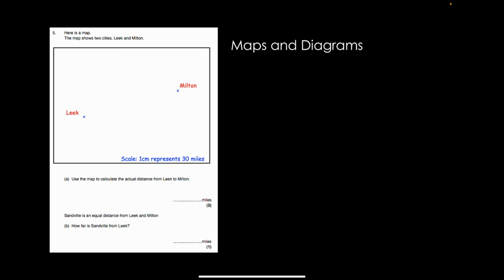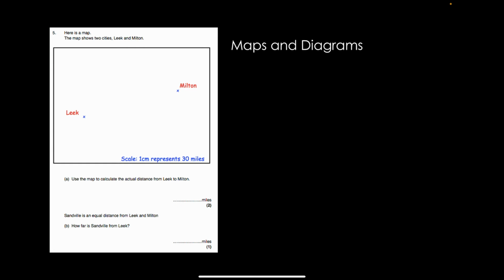So, this is an exam question. It says, here is a map. The map shows 2 cities, Leek and Milton. Use the map to calculate the actual distance from Leek to Milton. Okay, and then it says, Sandville is an equal distance from Leek and Milton. How far is Sandville from Leek?